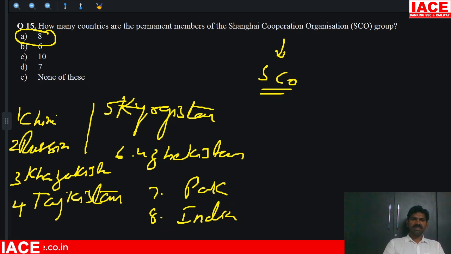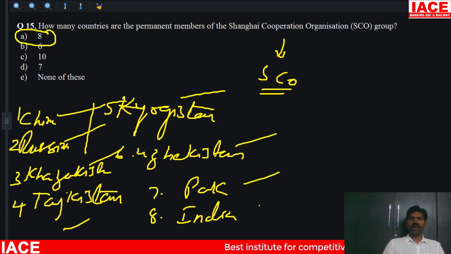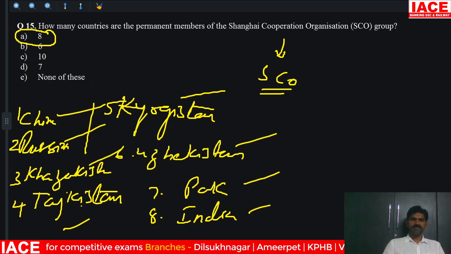What are they? China, Russia, Kazakhstan, Tajikistan, Kyrgyzstan, Uzbekistan, Pakistan, and India. So these are the eight countries which are members of SCO, Shanghai Cooperation Organization.